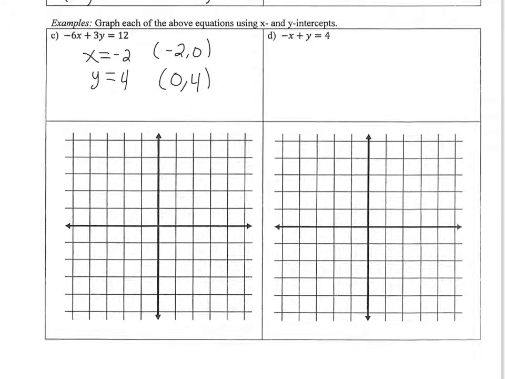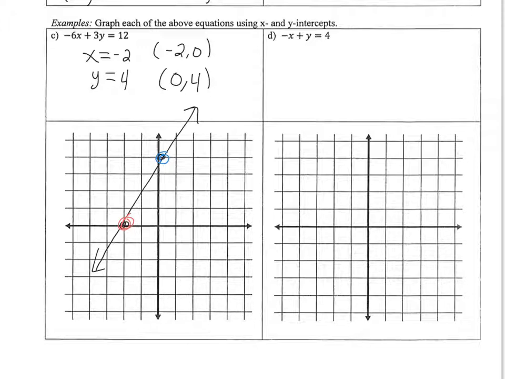So now what I'm going to do is take negative 2, 0 and 0, 4, and connect them to make a line. So this was my x-intercept, this is my y-intercept, and I can connect them to make a line. It's just another way to graph.